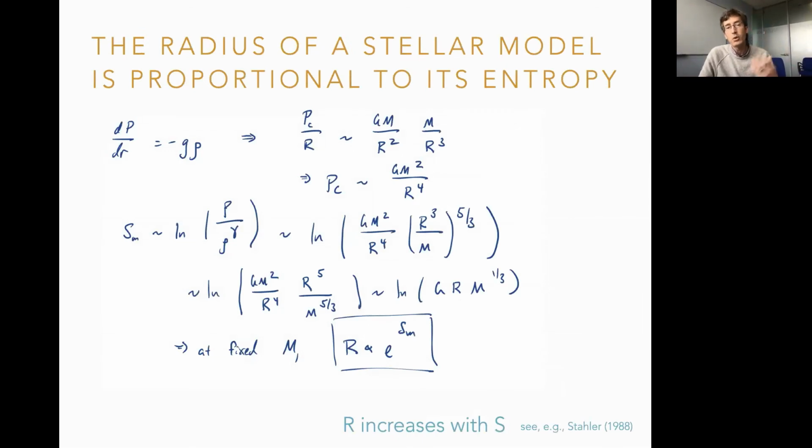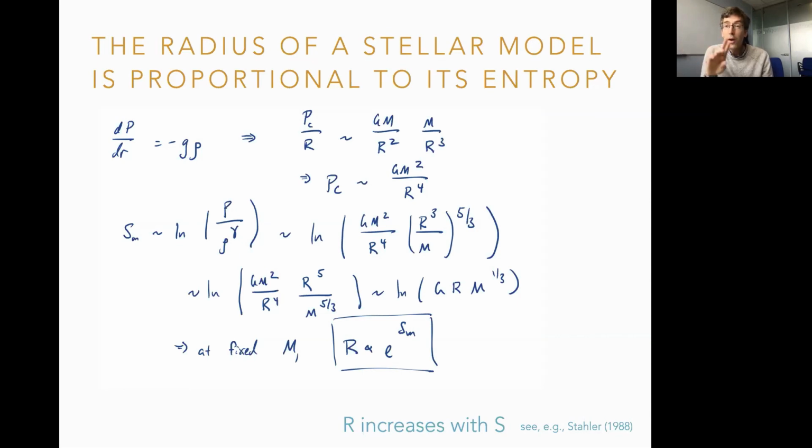So dP/dr, the pressure gradient, is of order -g rho at every point in the star. You'd use that to estimate the central pressure in the star, again just to order of magnitude, by approximating the gradient as 1 over r. So central pressure over r is of order g, which we'll say is of order GM over r squared, times the mean density, M over r cubed. And that tells us the central pressure has got to be of order GM squared over r to the 4th. You could do that also just dimensionally.